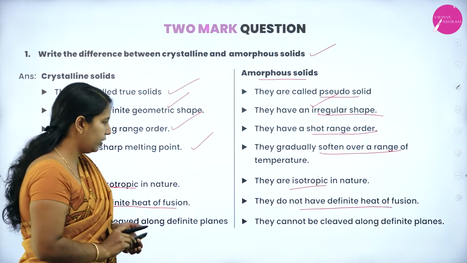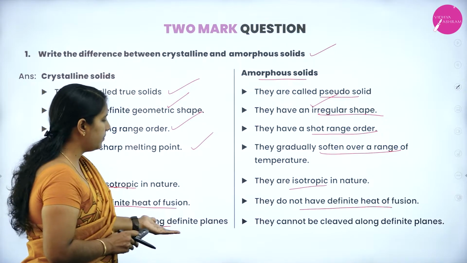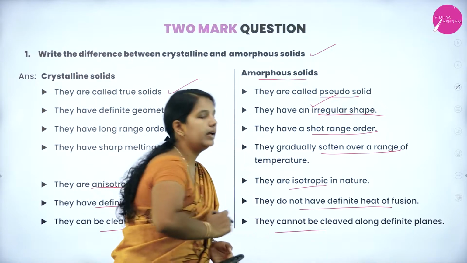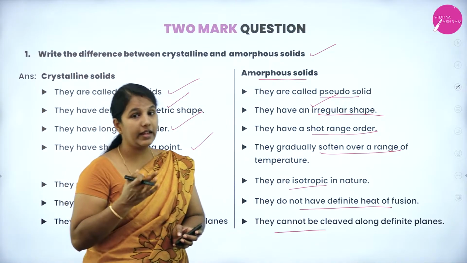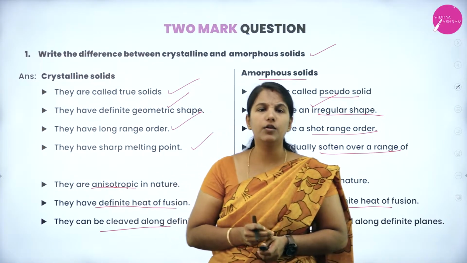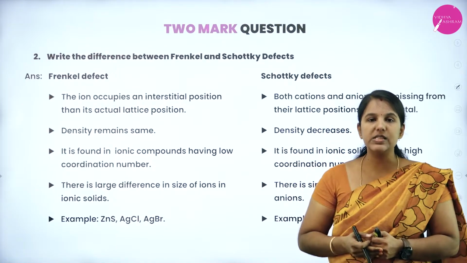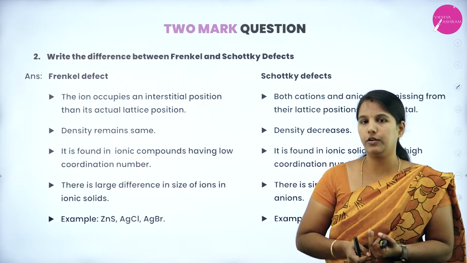Crystalline solids have a definite heat of fusion, whereas amorphous solids do not. Crystalline solids can be cleaved along a definite plane, whereas amorphous solids cannot. Any two proper differences you can write for the exam to get 2 marks. Next is the difference between Frenkel and Schottky defects.